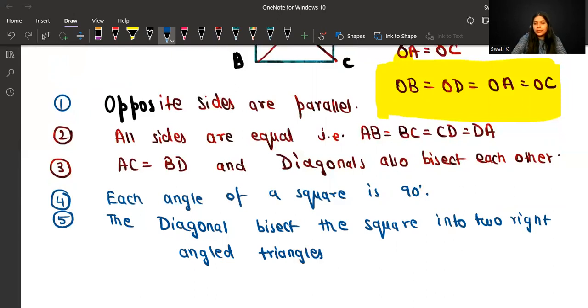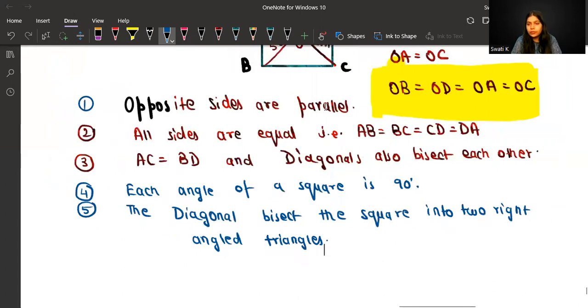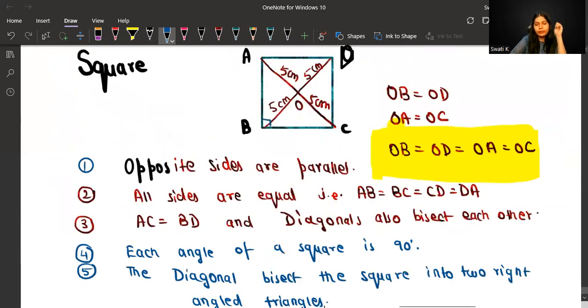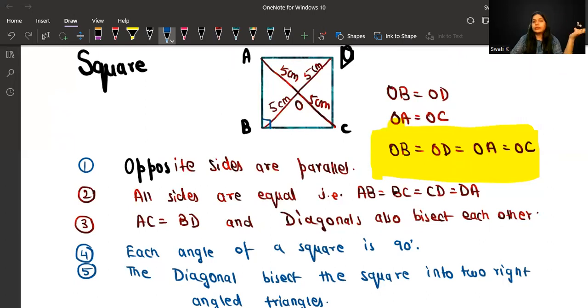Let us understand that. So simply you can see that each angle of a square is 90 degrees. That means this is 90 degrees. And if this is 90 degrees, of course, ABC is a right angle triangle, because what is a right angle triangle? Any triangle with one angle 90 degrees is called a right angle triangle. Similarly, this is also a right angle triangle.